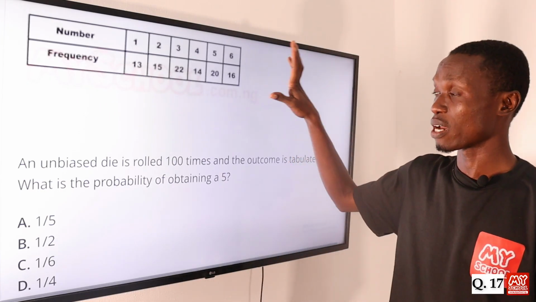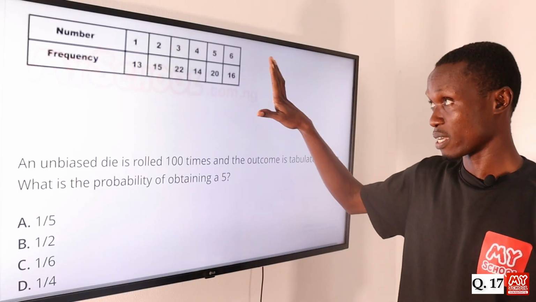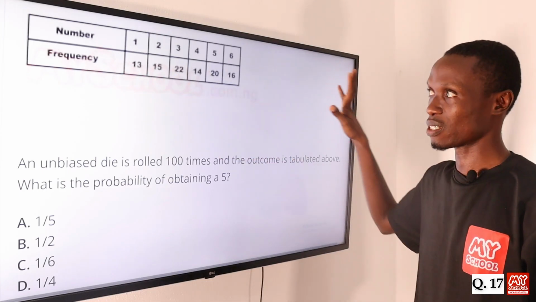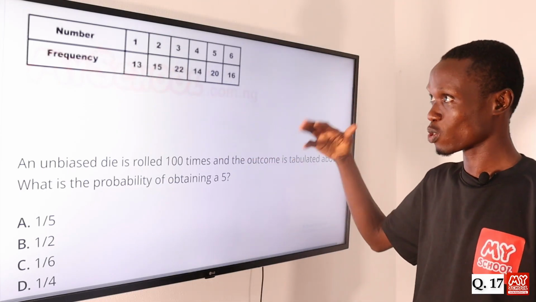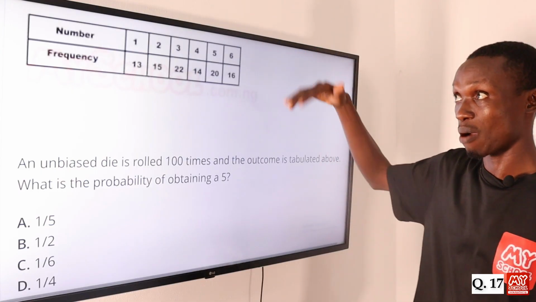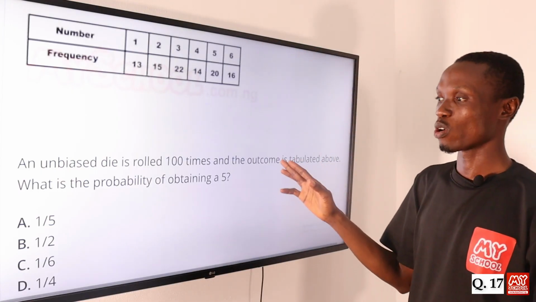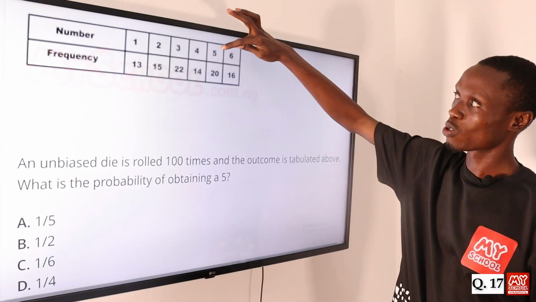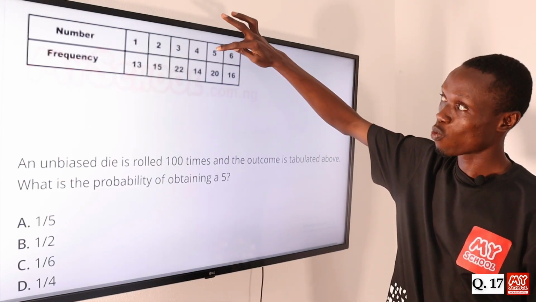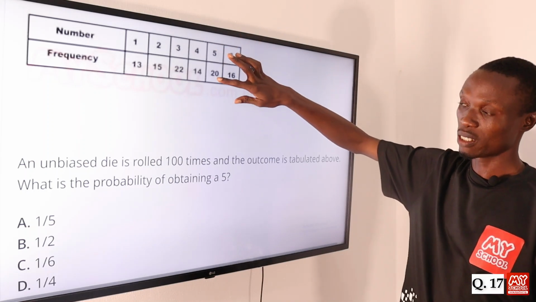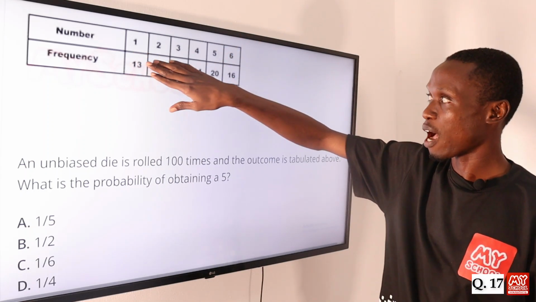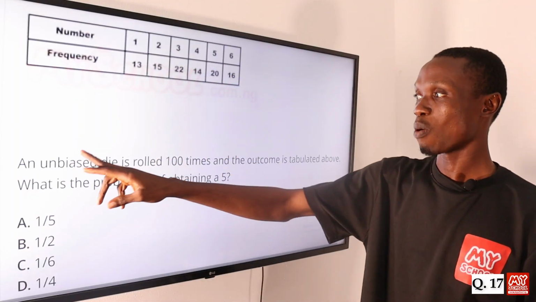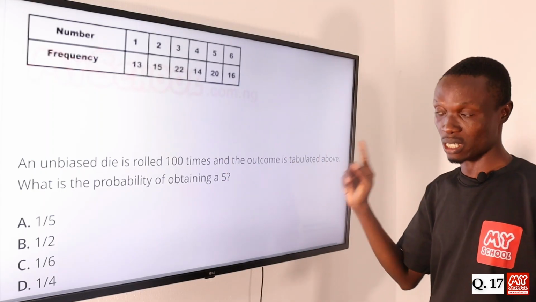So in this case, if you are given a tabulated question like this under probability, basically your attention is on the frequency. So you basically work with the frequency, but also paying attention to the numbers above the frequency. So in the case of this question, we are asked what is the probability of obtaining a number 5, right? So now we look for the frequency of obtaining the number 5, which is 20, right? And if we add all the frequencies together, it's equals to 100. Remember, we are told that the unbiased die is rolled 100 times.